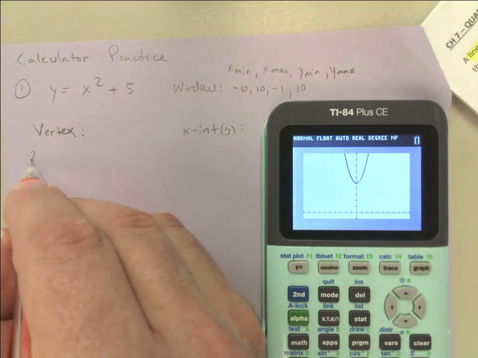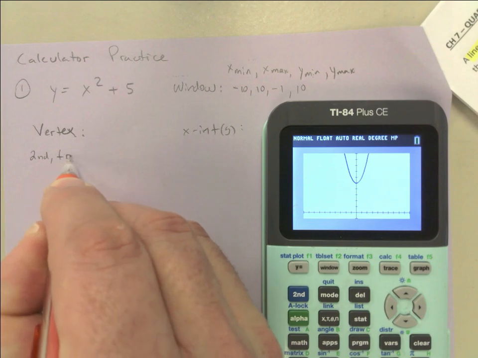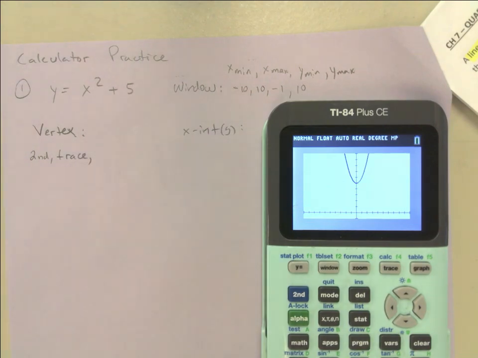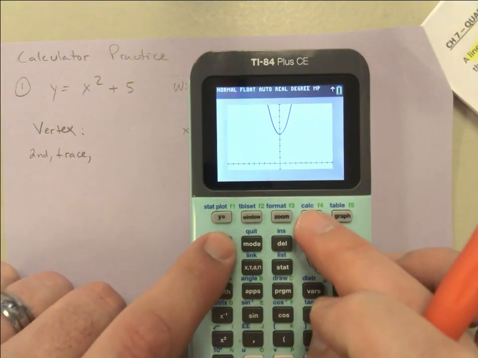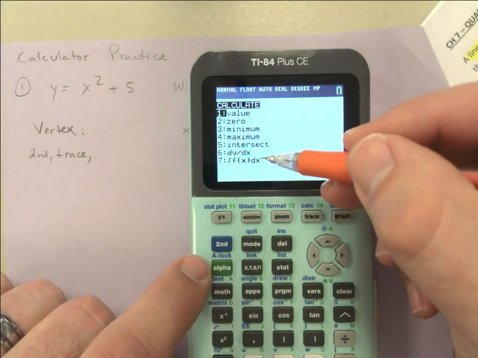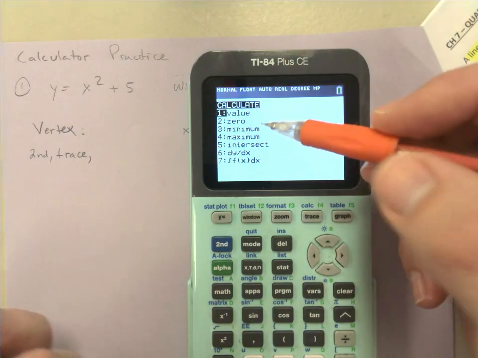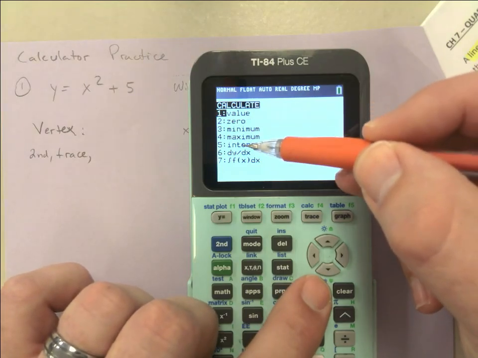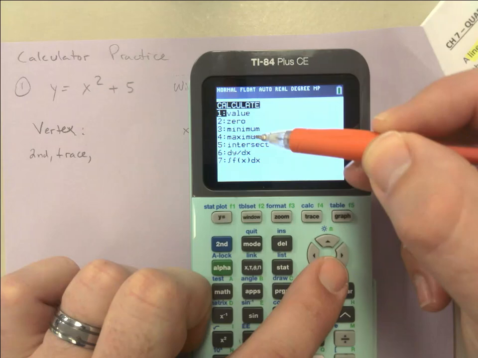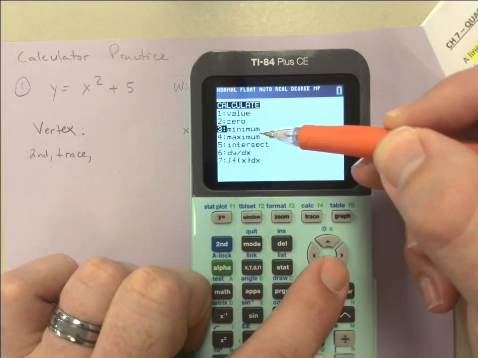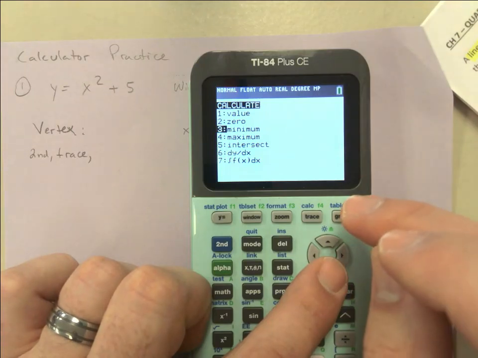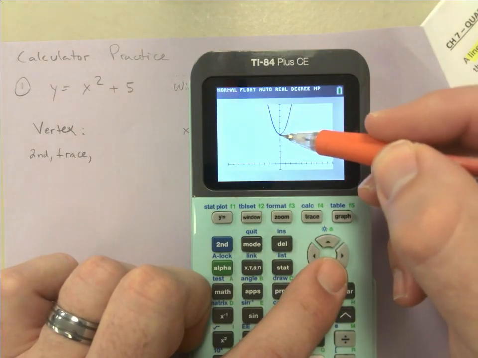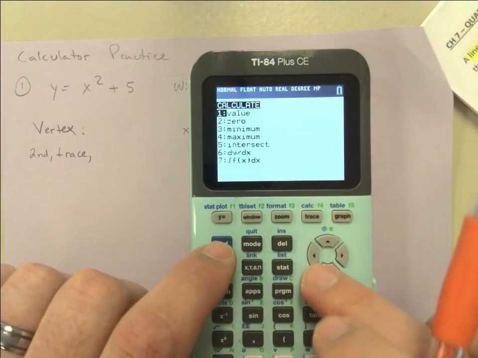We always press second trace for sure, right? If we want to find a point, you have to go second trace. And if you press second and then trace, it's going to give you some options here. We're only ever going to use 1 to 5, right? Minimum and maximum are the ones that allow you to find the vertex. In this case, it's what? A min or a max? It's a min, right? If you're ever not sure, it's the min, it's the lowest, right? So second trace, minimum.